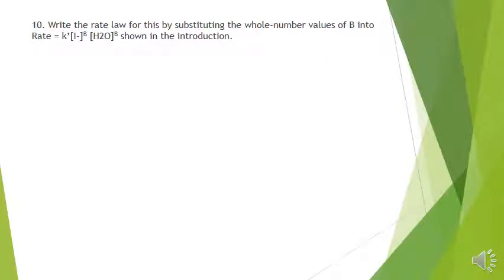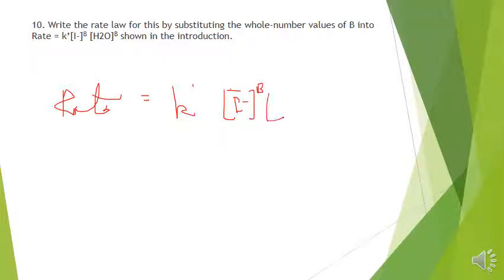All right, next thing you'll do is write the rate equation. So rate is going to be equal to K prime times I to the power of whatever B value you got for I here, and then you'll have the other B value for the H2O2 here. Alright, it should be H2O2. Okay, so we're almost done. Next thing we need to find is the K prime.